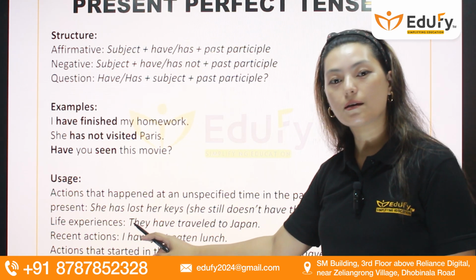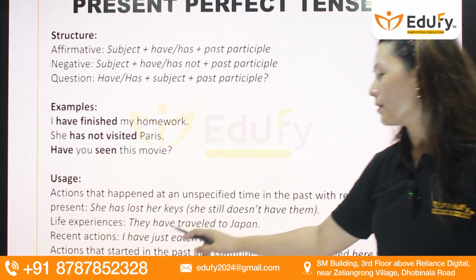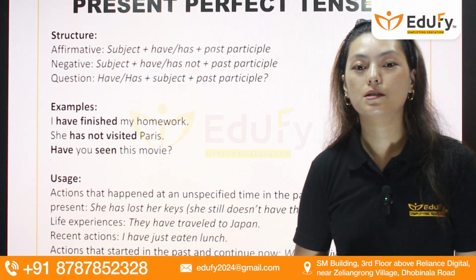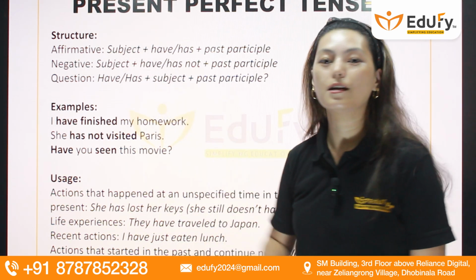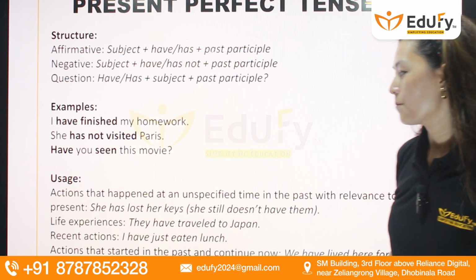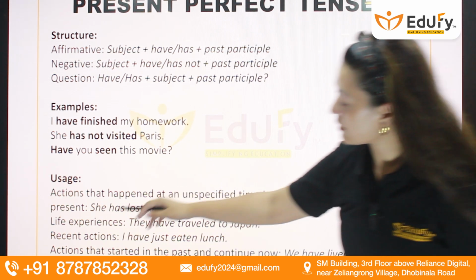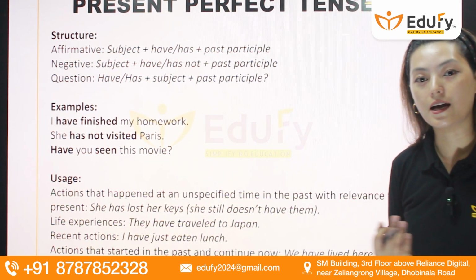They is the subject, have is the auxiliary verb, then traveled is the past participle form of the verb. So what will it be again? Present perfect tense. Next, we can move on to the third usage, that is recent actions.